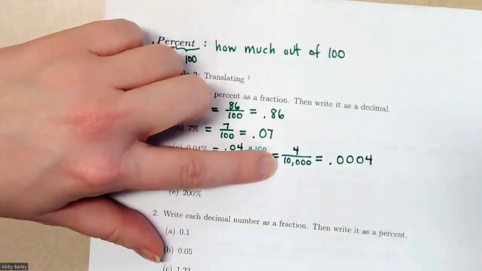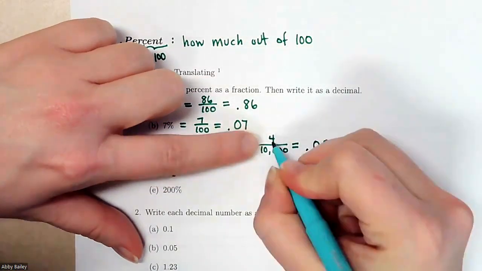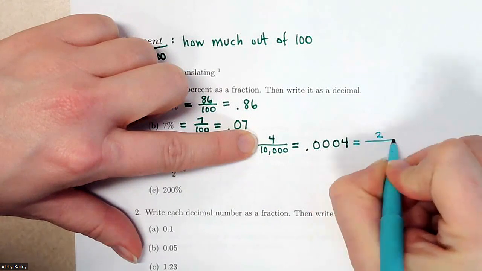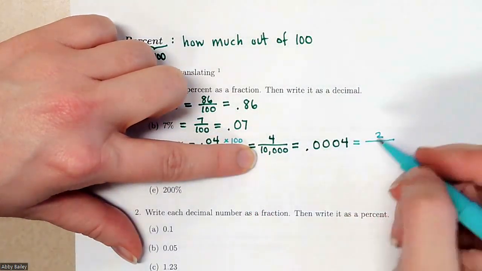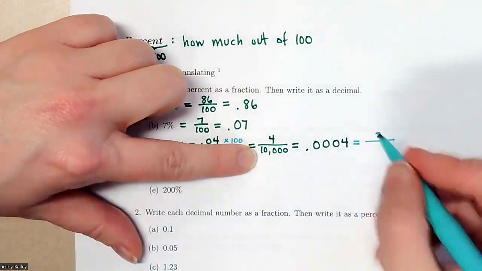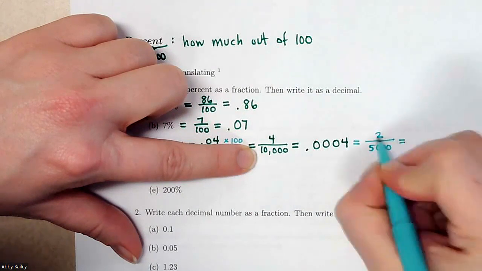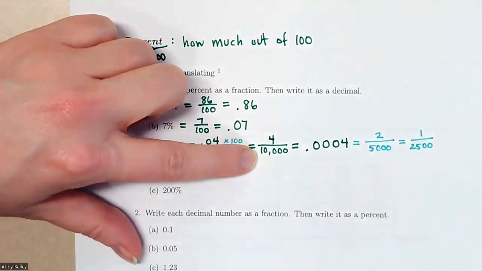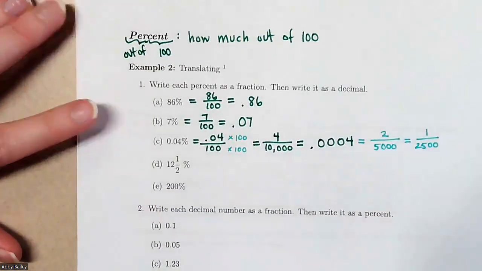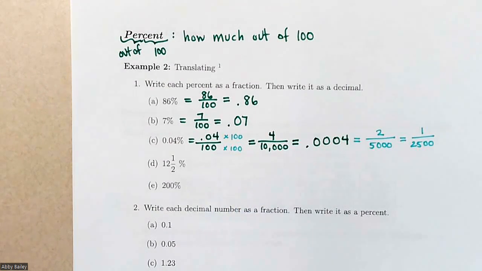Now, just for fun, I am going to go ahead and simplify this. Scale it down by 2, we get 2. Scale this down by 2, that would be 5,000. Okay, now these are both divisible by 2 as well. That would be 1, and this would be 2,500. So if you want to write it as a simplified fraction, there you go. And there it is as a decimal. Let's deal with this.